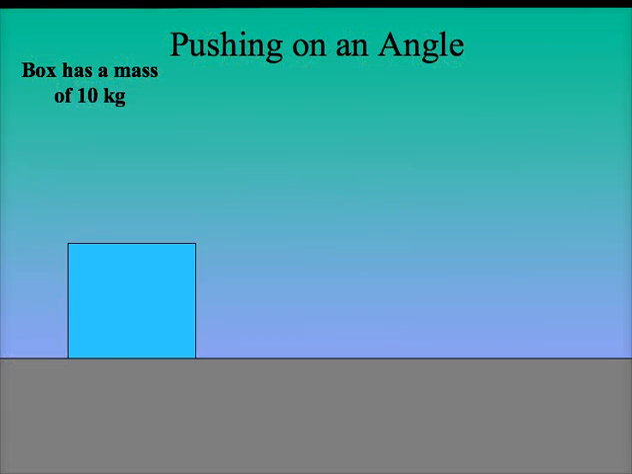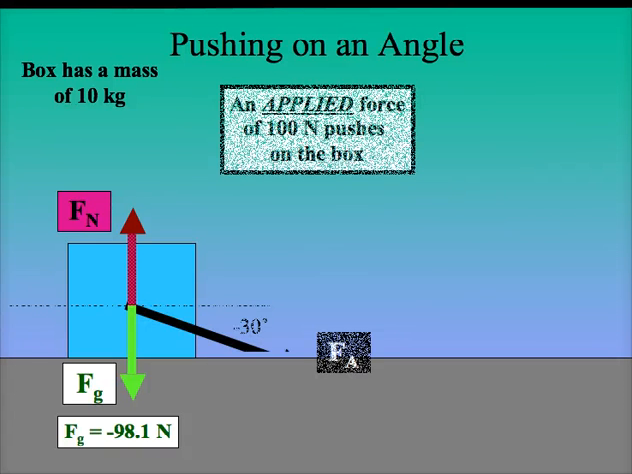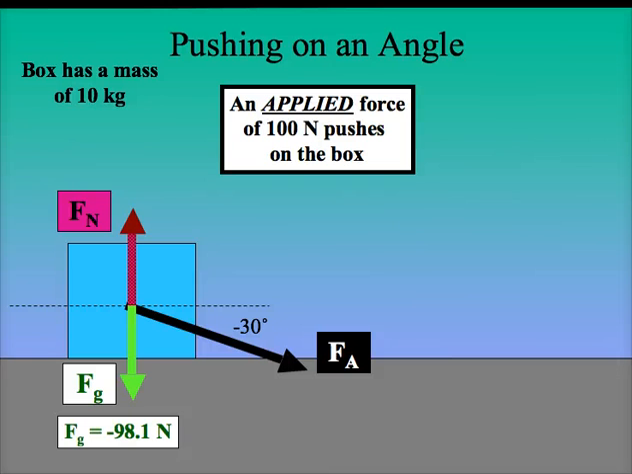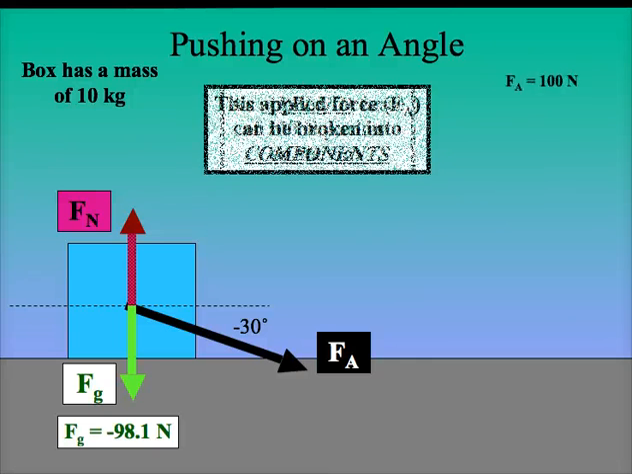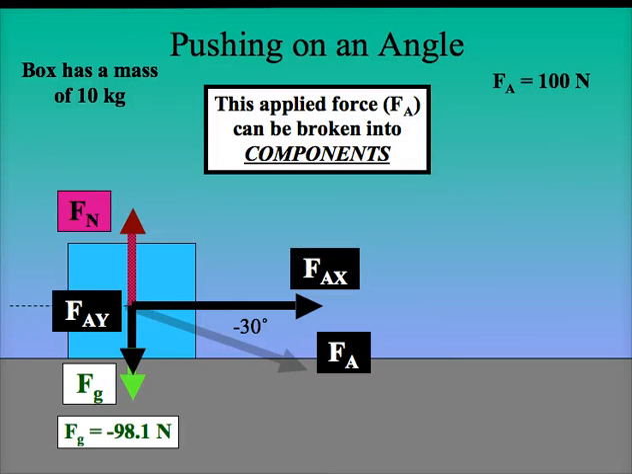Okay, so let's push now at an angle. Again, same kind of box, 10 kilograms. There's the weight. Now we're going to push down on the box at 100 newtons down. Why you would want to do this, I don't know. But you could. That force can be broken up into components, same way we've done in the past.